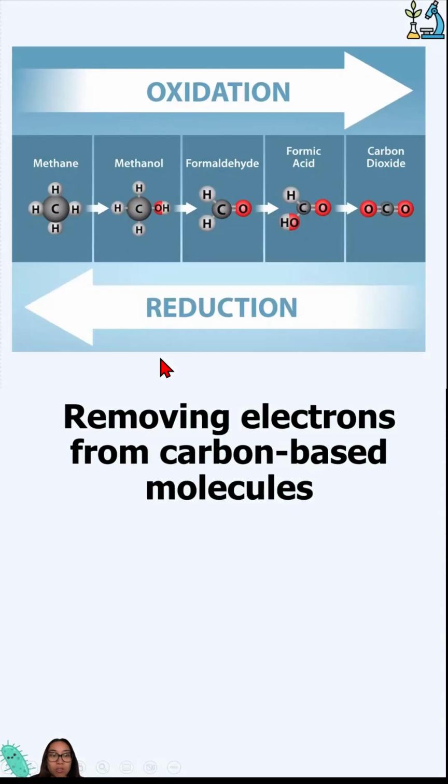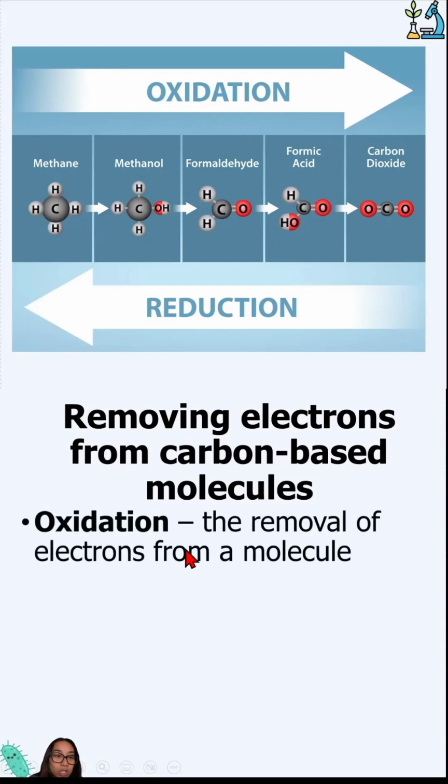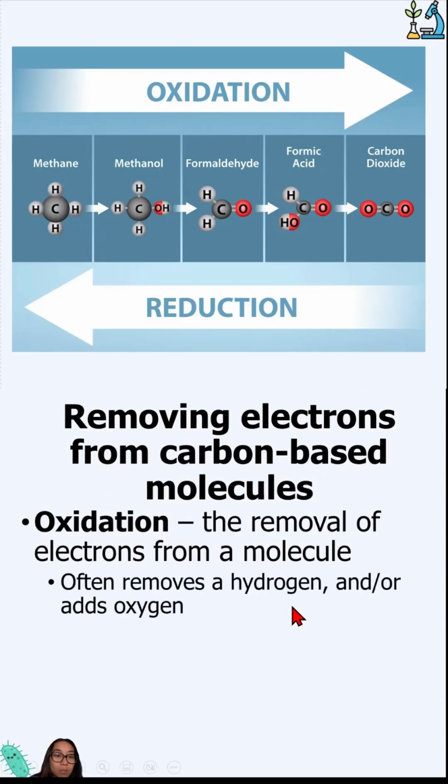So before we get started on the process of glycolysis, I wanted to first explain how energy can be taken out of a molecule. So when we remove electrons from carbon-based molecules, we call this oxidation. So oxidation is the removal of electrons from any molecule, but specifically when we take it from a carbon-based molecule like sugar, we're usually also removing a hydrogen at the same time and/or adding an oxygen.